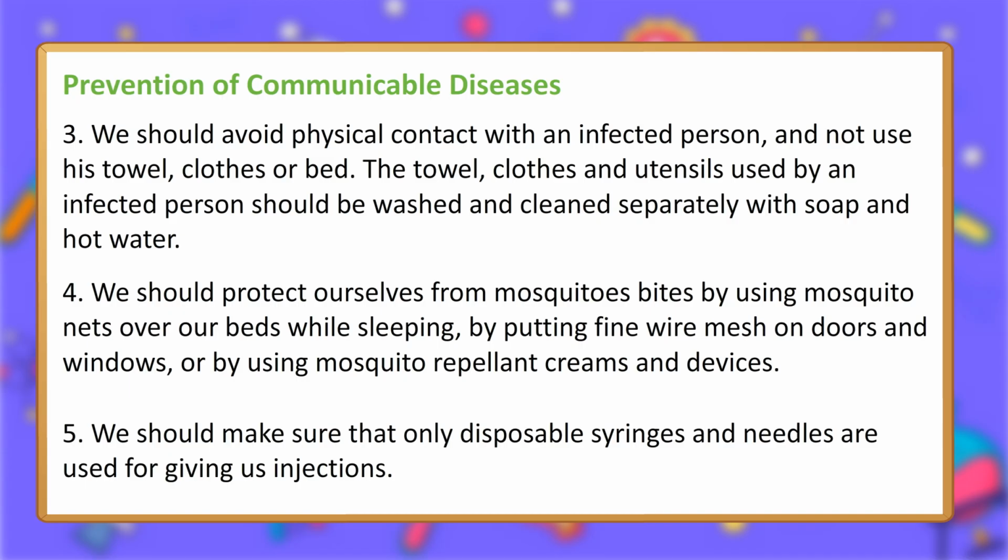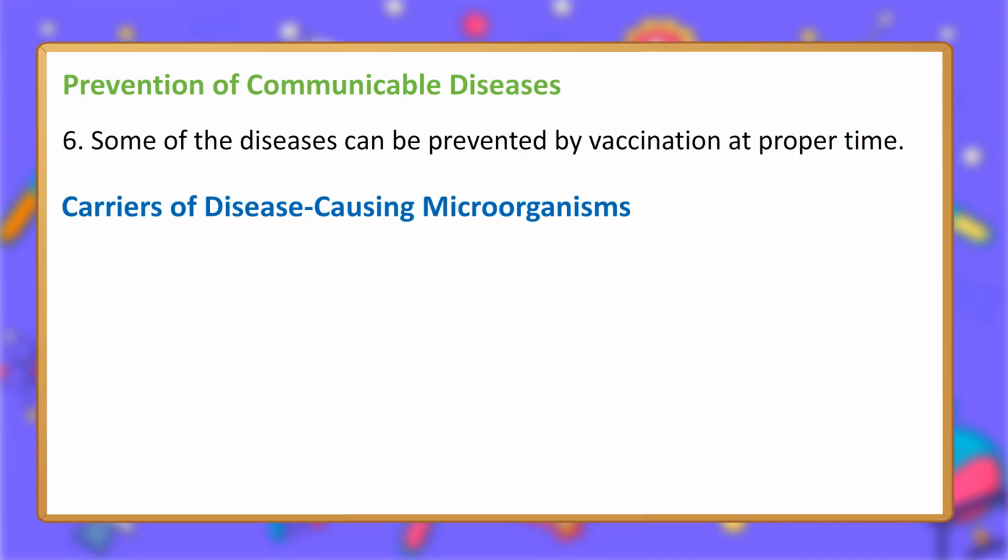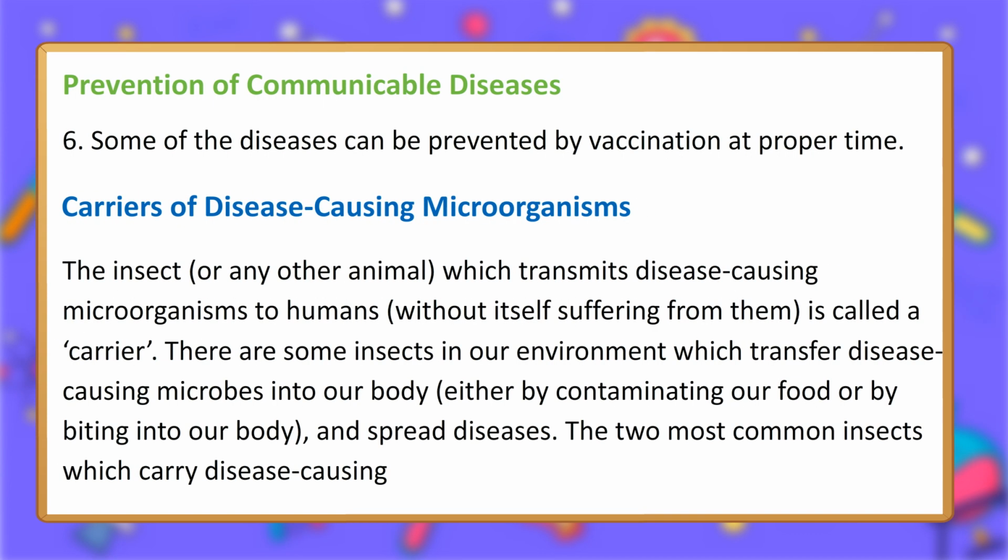5. We should make sure that only disposable syringes and needles are used for giving us injections. 6. Some of the diseases can be prevented by vaccination at proper time. Carriers of disease-causing microorganisms. The insect, or any other animal, which transmits disease-causing microorganisms to humans, without itself suffering from them, is called a carrier. There are some insects in our environment which transfer disease-causing microbes into our body, either by contaminating our food or by biting into our body, and spread diseases.